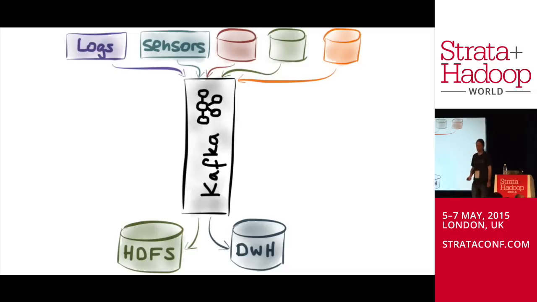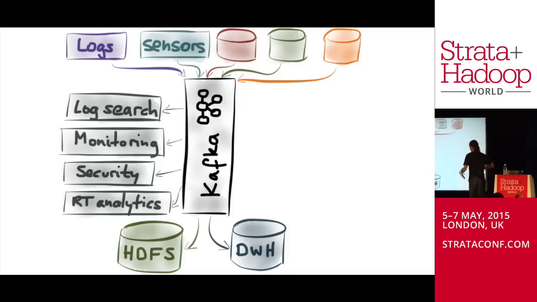So for example, there's this tool called Camus, which takes events out of Kafka and loads them into HDFS and does so very efficiently. Once you've got all of your data in streams, other things you can do is, for example, feed them into something like Elasticsearch, Kibana, and search all of your logs. That's a nice thing to be able to do for operational purposes.